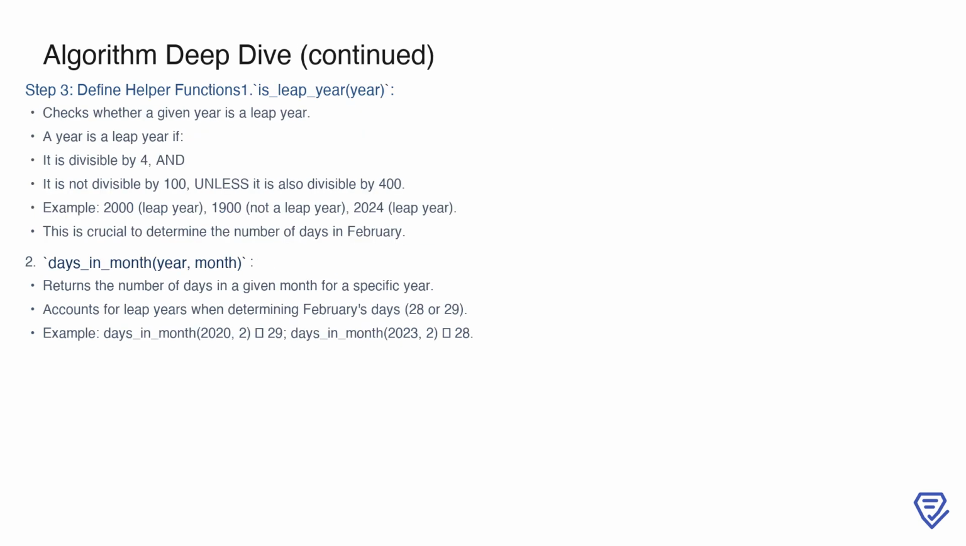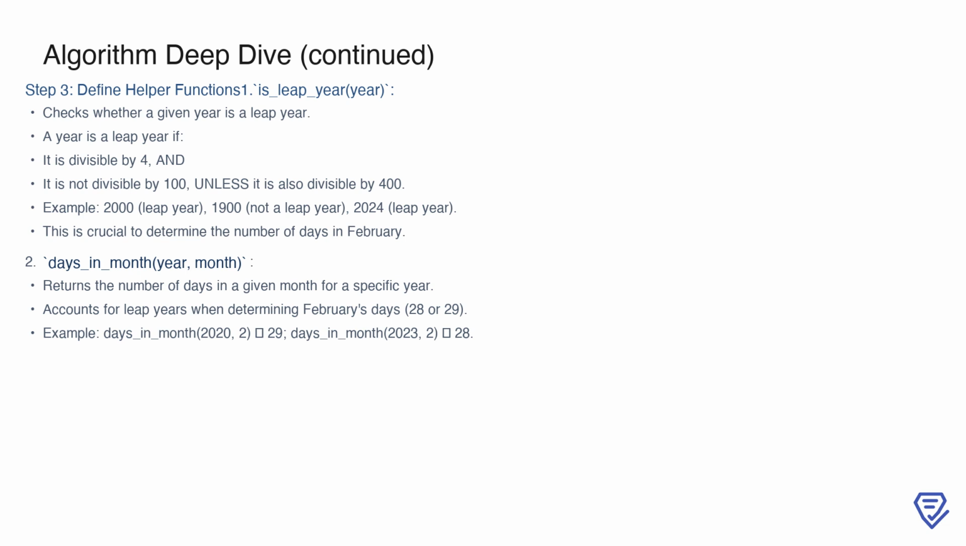Now that the dates are normalized, we can enhance our solution using helper functions. The first helper function is is_leap_year, which determines if a given year is a leap year. A year qualifies as a leap year if it is divisible by 4, but not divisible by 100, unless it is also divisible by 400. For example, the year 2000 is a leap year since it meets the 400 divisibility rule, while 1900 is not because it fails this condition. Leap years are essential to handle February's varying length accurately.